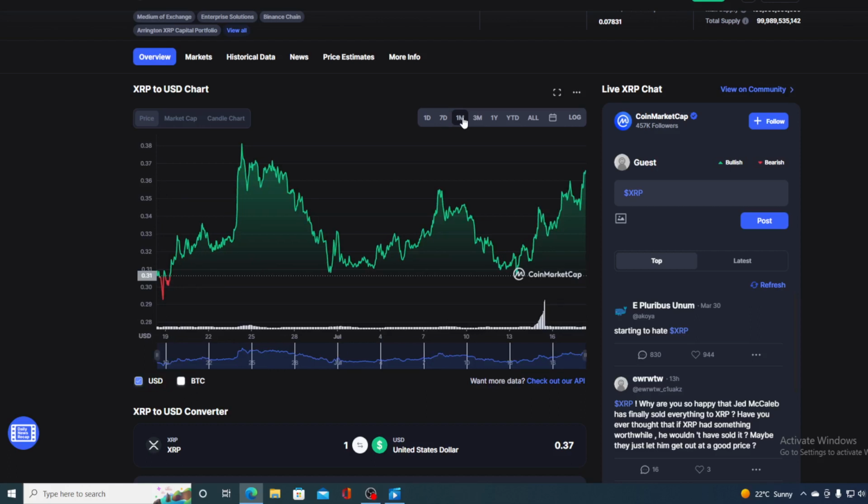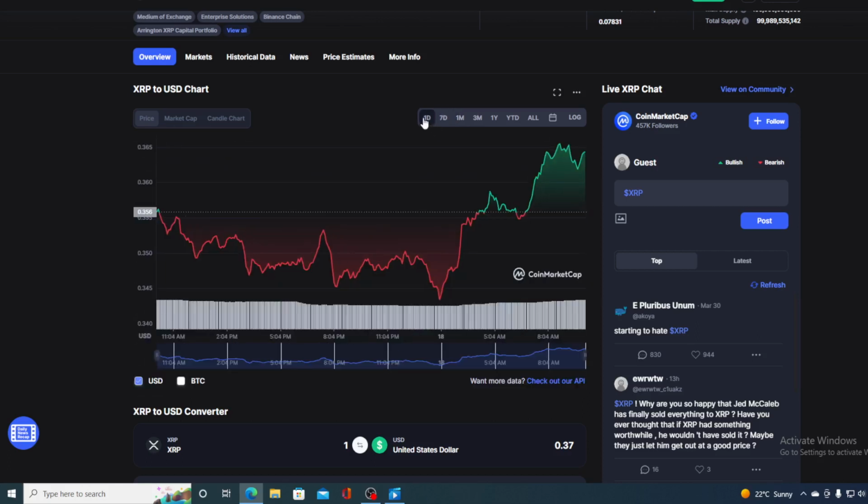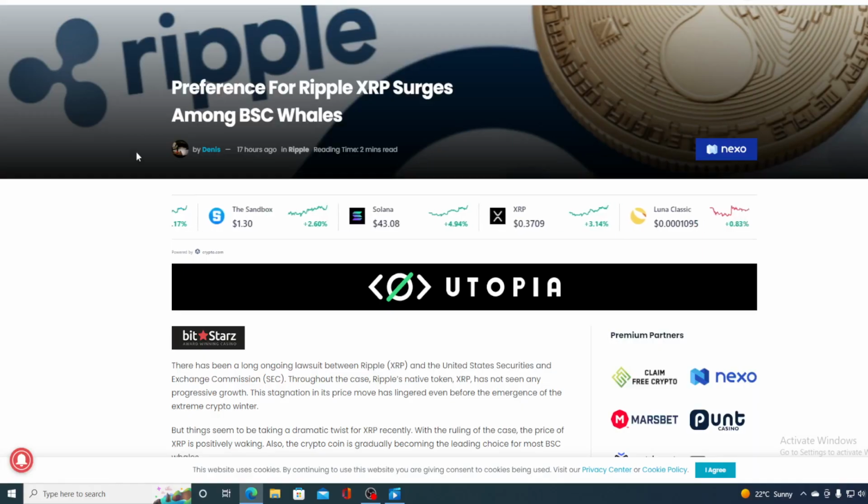Now, before I tell you the price prediction, I need to say that I'm not a financial advisor, so if you are willing to invest in any kind of cryptocurrency, you should do your own research. But before we get to the price predicting part, here is one more piece of news that you might take an interest in. Take a look at this.